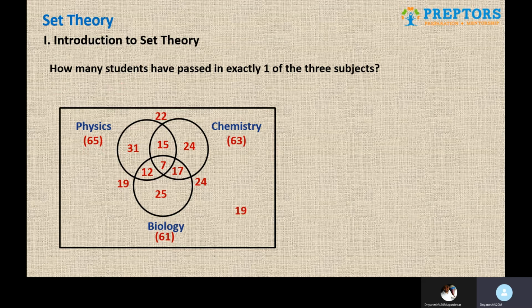Question, how many students have passed in exactly one of the 3 subjects? Look at the precision, exactly one, which is only physics, only chemistry, only biology. Just add the 3, and you get the answer as 80.